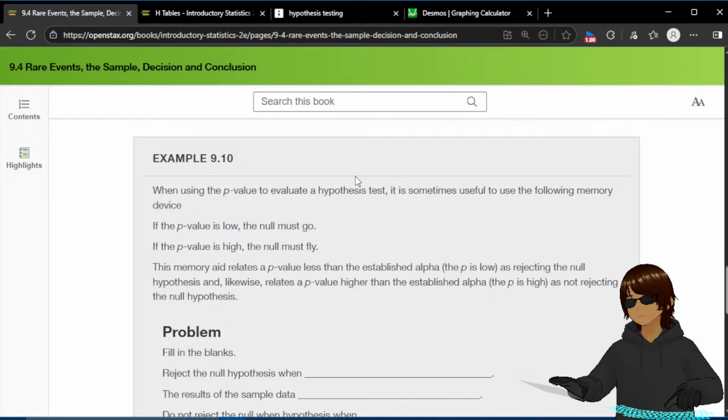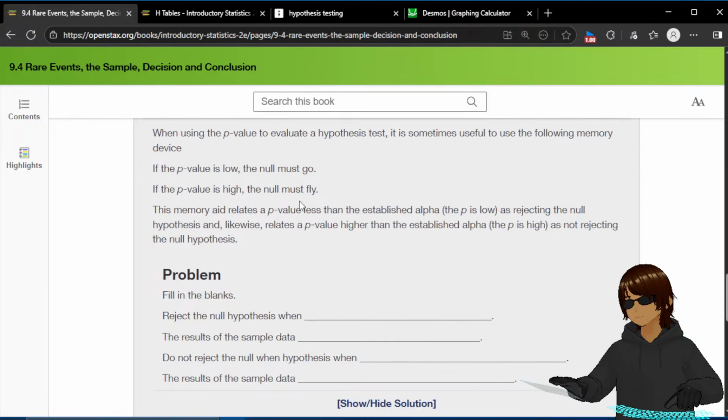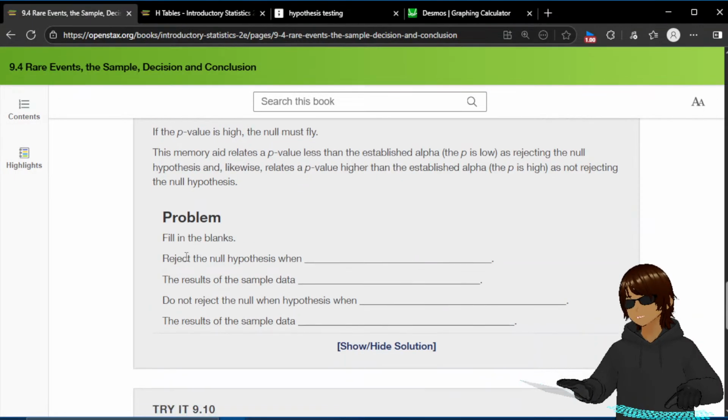In using the p-value to evaluate a hypothesis test, it is sometimes useful to use the following memory device. P-value low, null must go. P-value high, null must fly. A p-value less than the established alpha means rejecting the null hypothesis. Likewise, a p-value higher than the established alpha means not rejecting the null hypothesis.